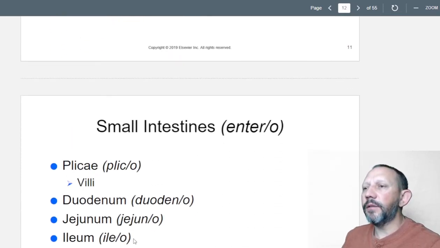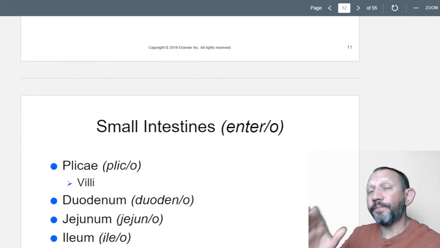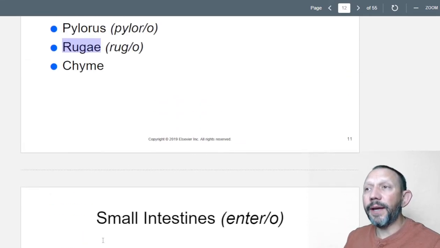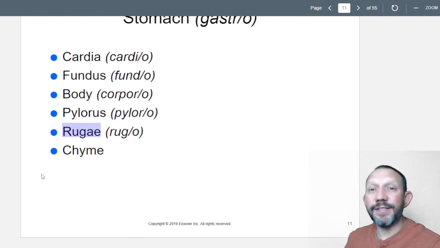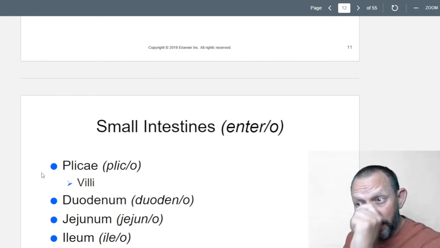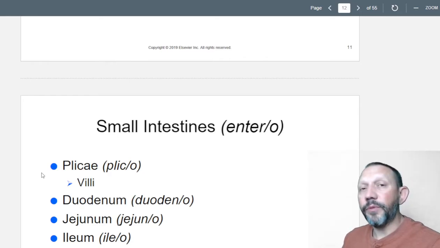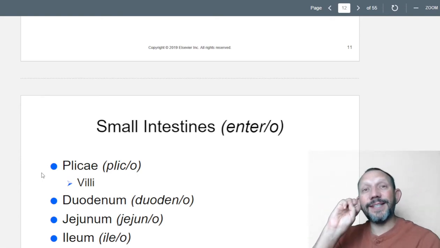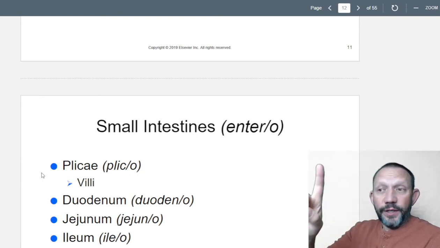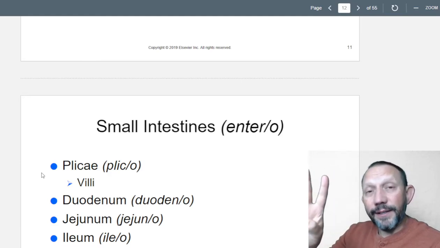Okay, plica, the villi, small intestines, the duodenum, the jejunum, and the ileum. So the three parts. If we look back at the stomach, you can see the pylorus. The pyloric valve is the end, and that becomes immediately the duodenum. The duodenum is actually the technical term. That's the first part of the small intestine. The small intestine has three parts: duodenum, jejunum, and ileum.